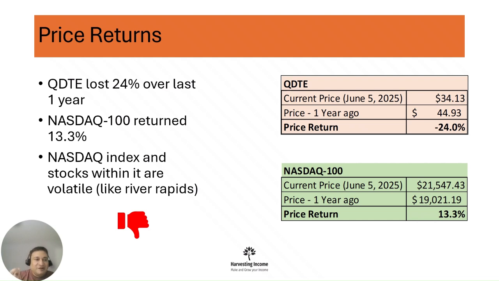Now let's look at the price returns and the dividend yields. That's what you have been waiting for. I can see that QDTE lost 24% over the last 1 year. So 1 year ago they were at $44.93. Now they are at $34.13. It's highly disappointing. Whereas in the same period, the Nasdaq 100 1 year ago was around 19,021 points. Now it's about 21,547.